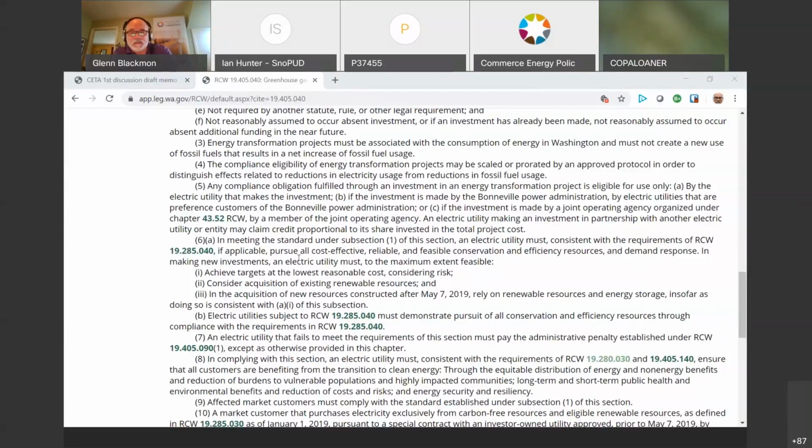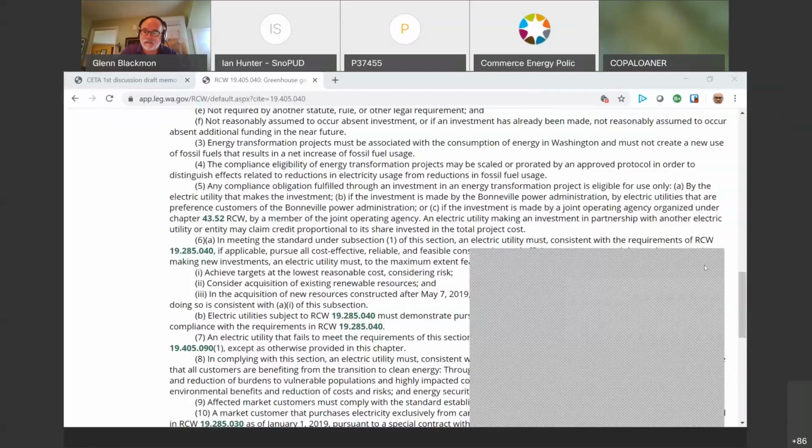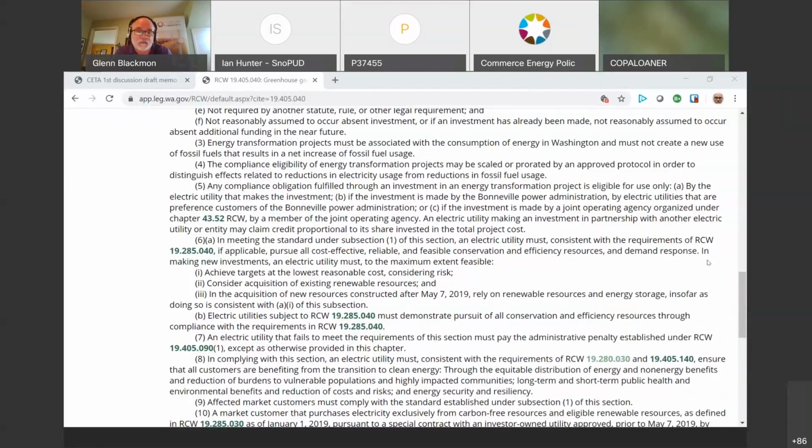language that we're referring to, to be just as specific as possible, is in 19.405.040, subsection 6A. At the second sentence there, it says, in making new investments, an electric utility must, to the maximum extent feasible. And then if we skip to the third sub point there, it must, to the maximum extent feasible, in the acquisition of new resources, rely on renewable resources and energy storage, insofar as that is consistent with basically the requirement to meet your targets.